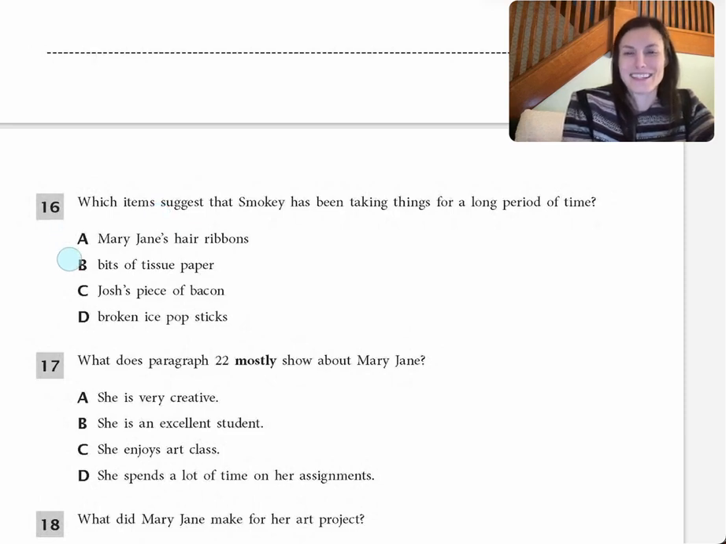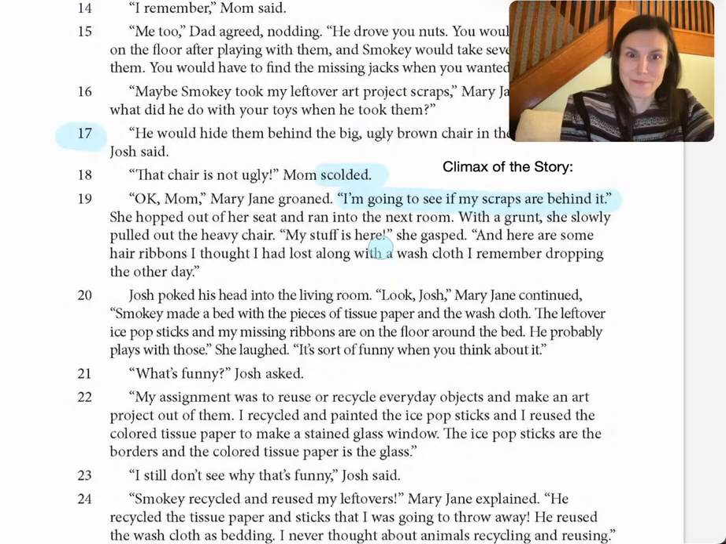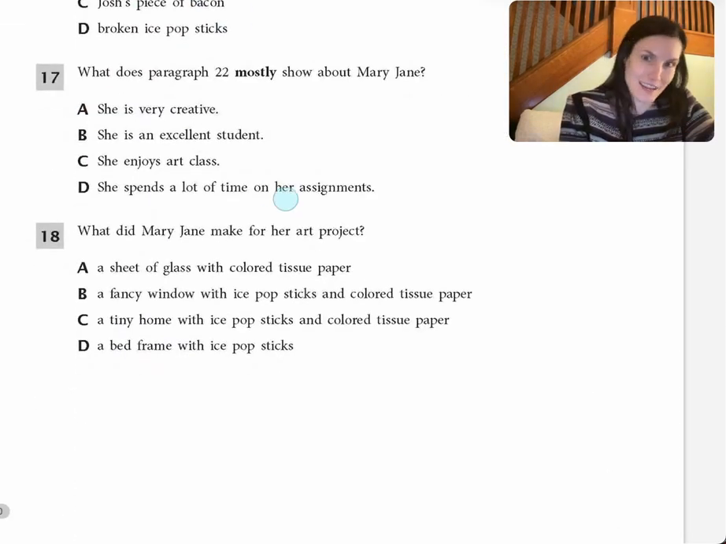Mary Jane's hair ribbon, bits of tissue paper, Josh's piece of bacon, broken ice pop sticks. And then for this one, if we went back, all of these items she was looking for that very day. So for this one, it has to be her hair ribbons, right? And if we went back, you always want to make sure that you double check, right? We have leftover and my missing hair ribbons. So those would be something that she has been missing for a long time, not just that day.